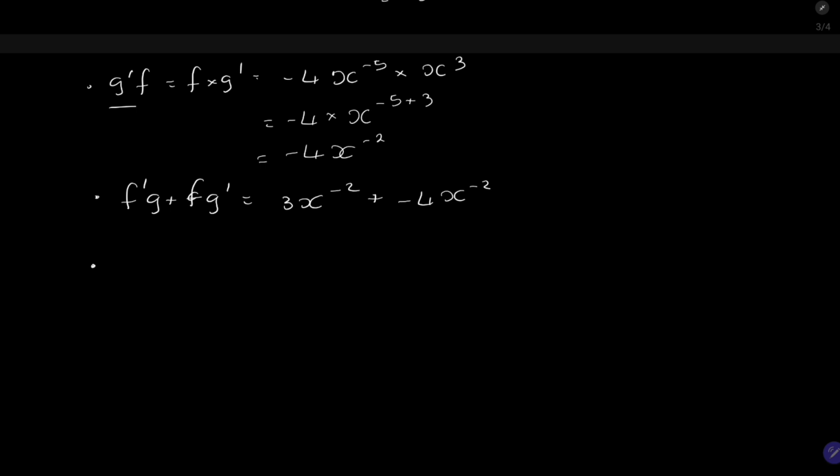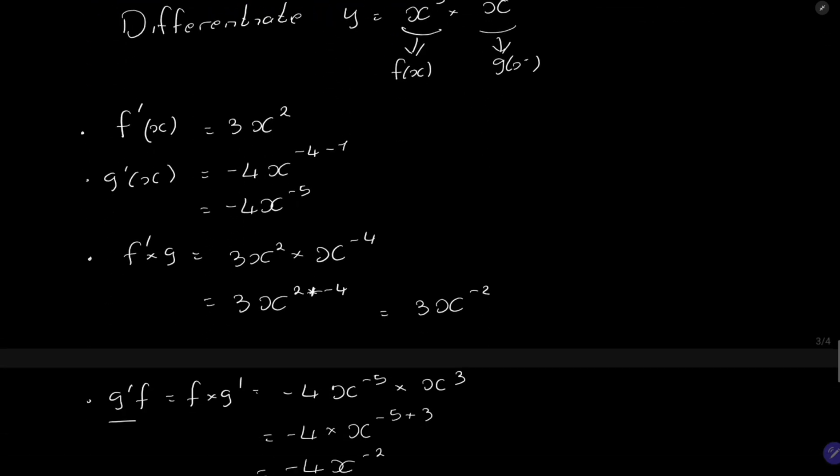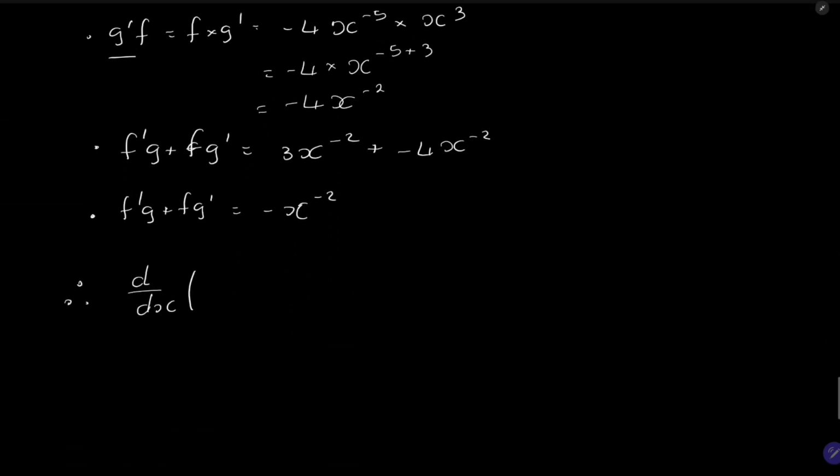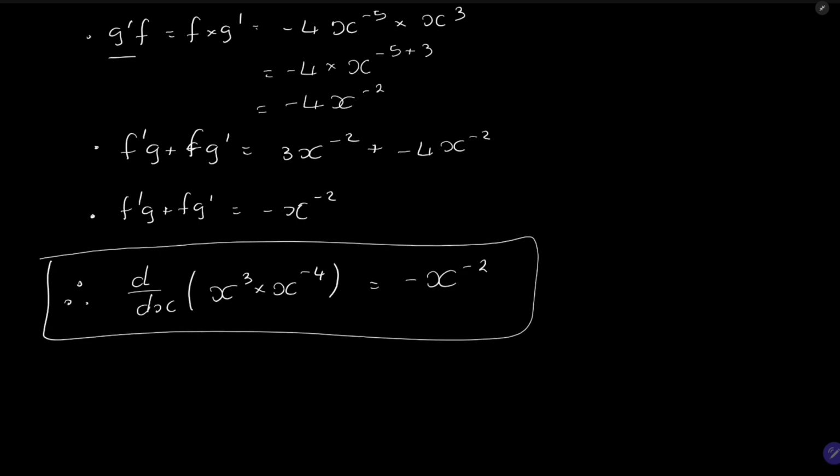The final step tells us to simplify this, which we can do directly, identifying that both terms in our final solution are like terms. So we have 3 minus 4, which gives us minus x to the minus 2. So what can we then conclude? Therefore, the differential with respect to x of the function x cubed times x to the negative 4 is equal to negative x to the negative 2.